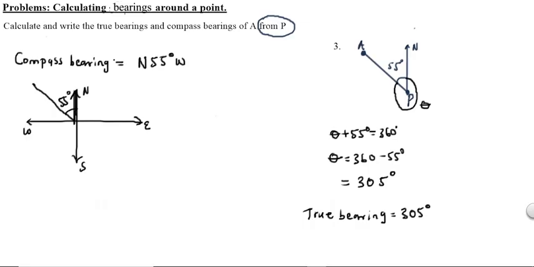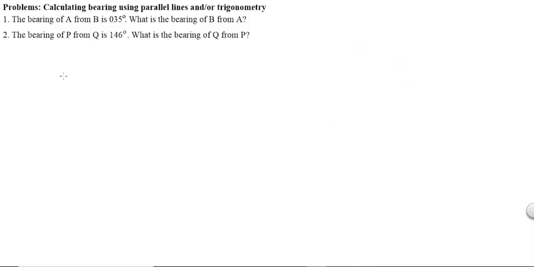So that's that for calculating bearings around the points. Let's look at another set of examples that will teach us how to use parallel lines and geometry to calculate bearings. So for this kind of problem, we are looking at how to calculate bearings using parallel lines and trigonometry. For the first example, we are told that the bearing of A from B is 035 degrees. What's the bearing of B from A?